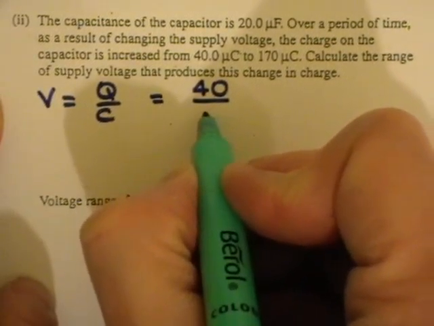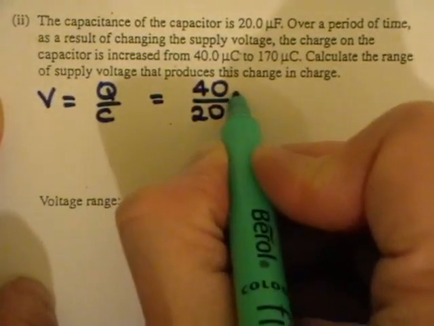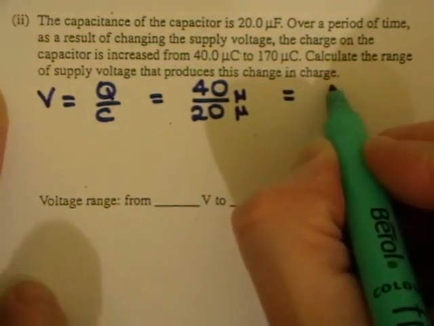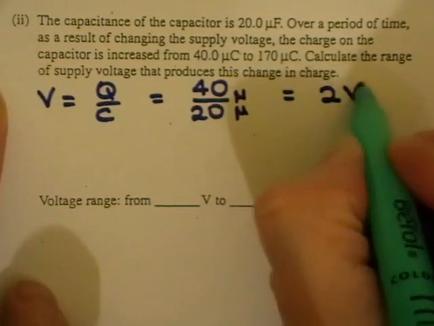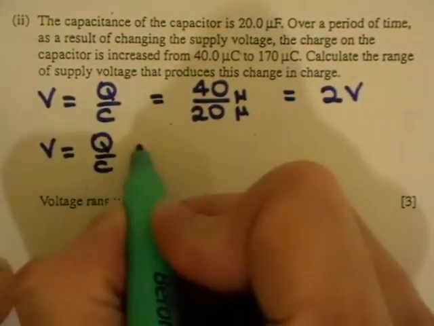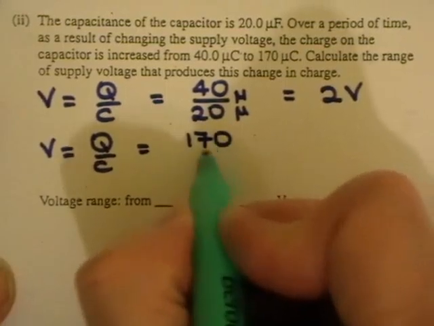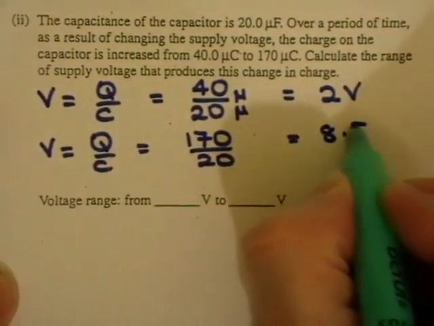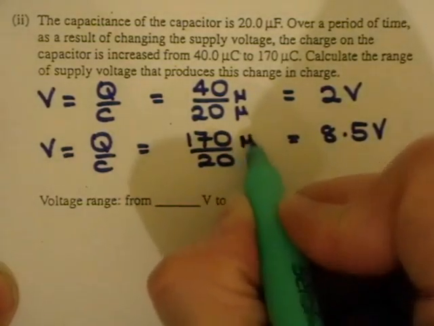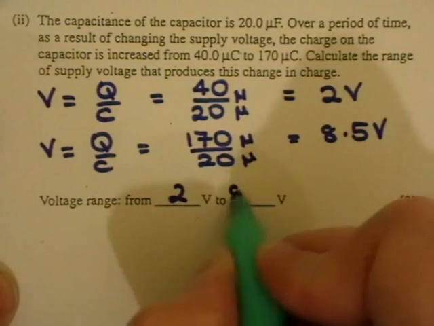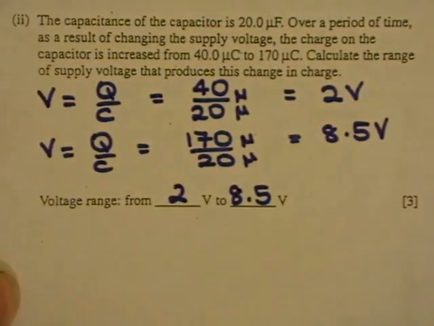40 over the capacitance, which is 20, and they're both micro, so whenever you divide those, you're going to get an answer there of 2 volts. And then the second time, do it again, and this time you're doing 170 over 20. And it comes out as an answer of 8.5 volts. I'll put the wee micros there too. So the answer there, it's going up from 2 volts up to 8.5 volts.